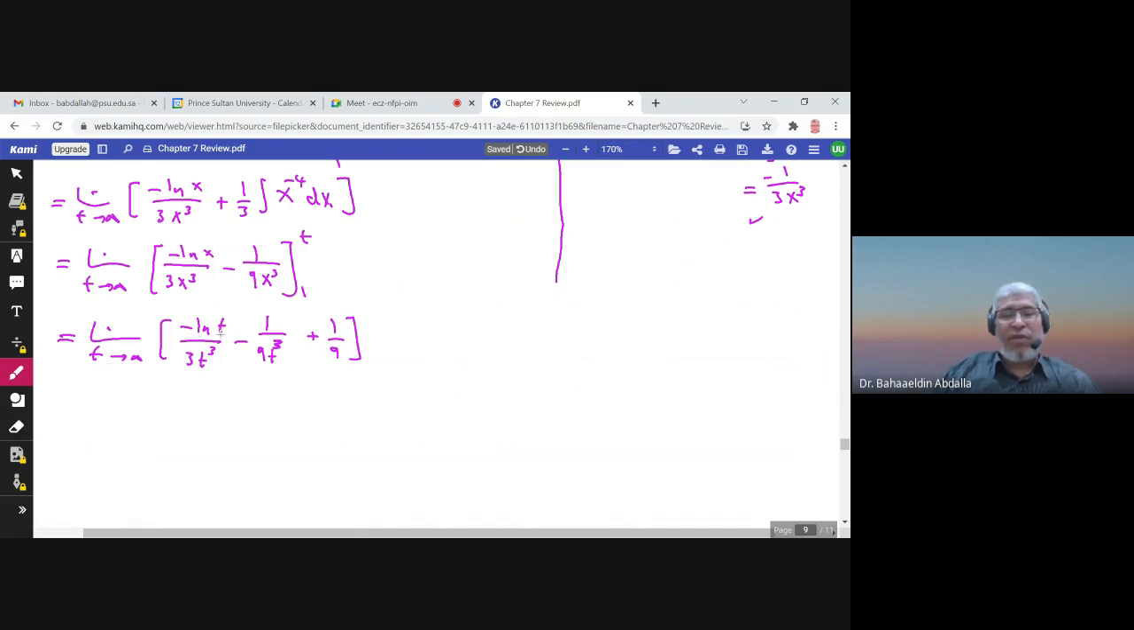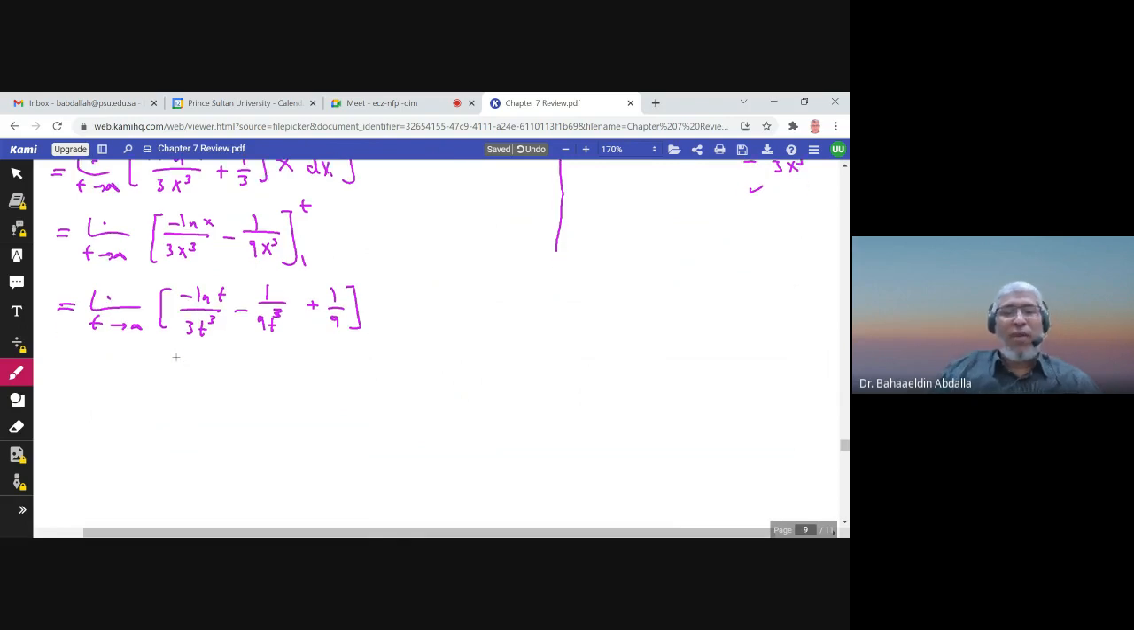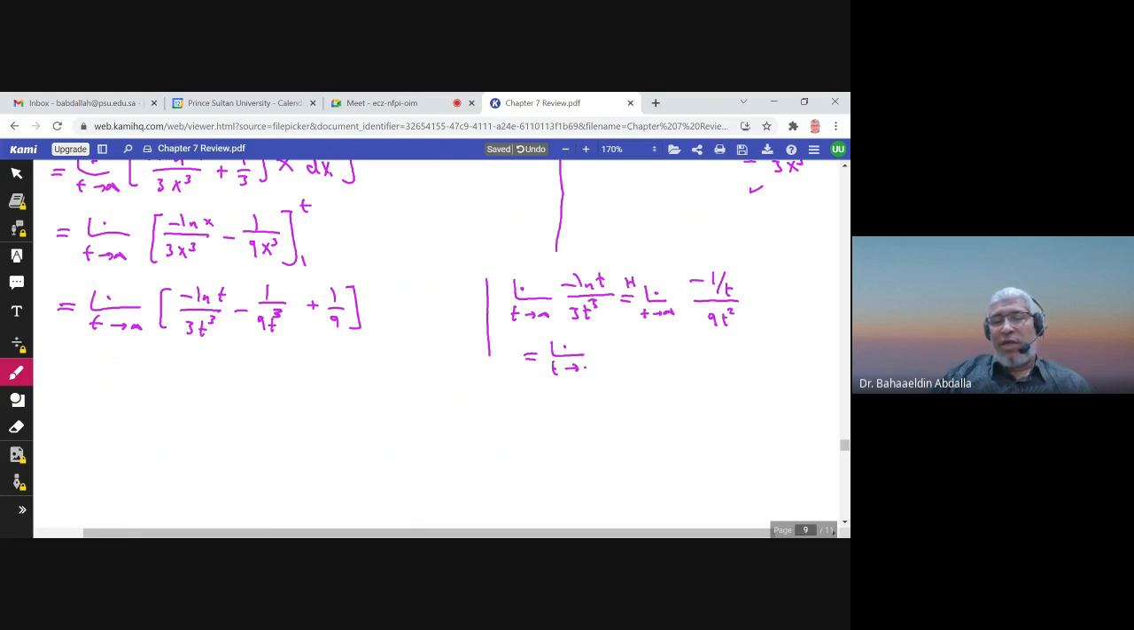ln infinity is infinity. Negative infinity, notice here I have negative infinity over infinity cubed, so negative infinity over infinity. To find this limit, negative ln t over 3t cubed, I have to use L'Hopital's rule, because I have negative infinity over infinity. So let us find the derivative. Using L'Hopital, the derivative of negative ln t is negative 1 over t, and the derivative of the denominator is 9t squared. So in fact, I can rewrite this as negative 1 over 9t cubed.